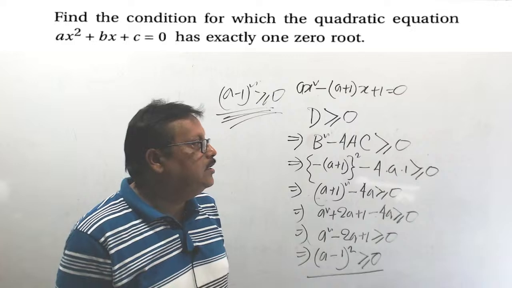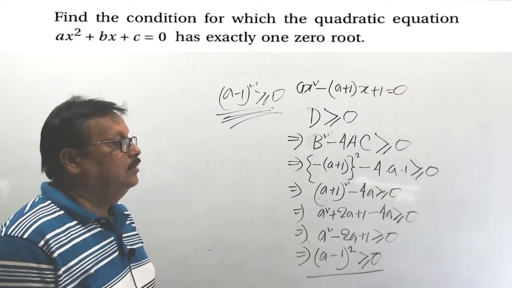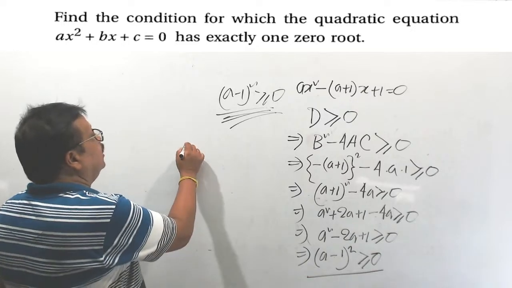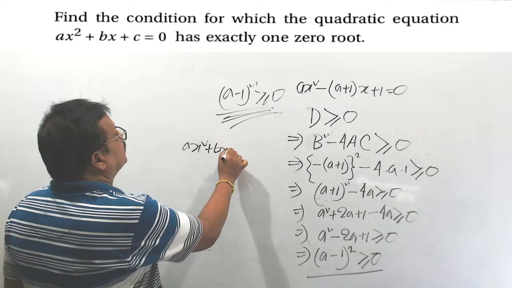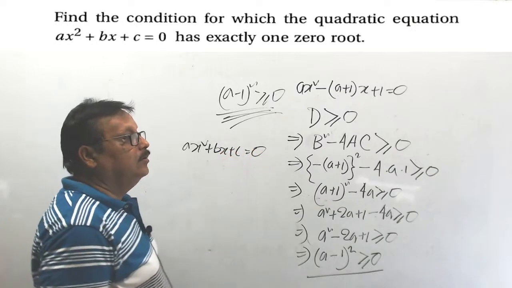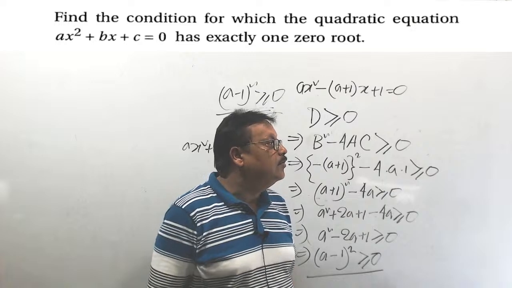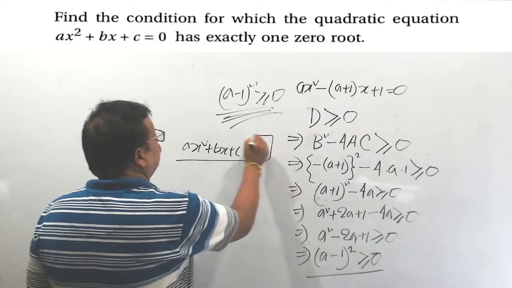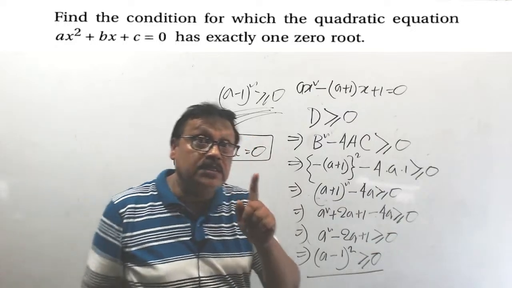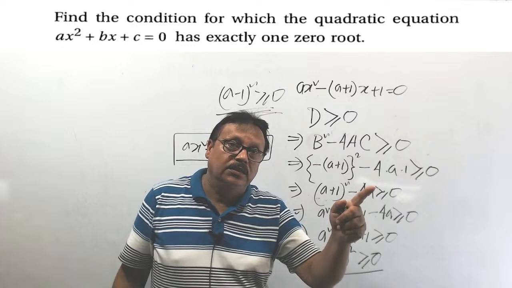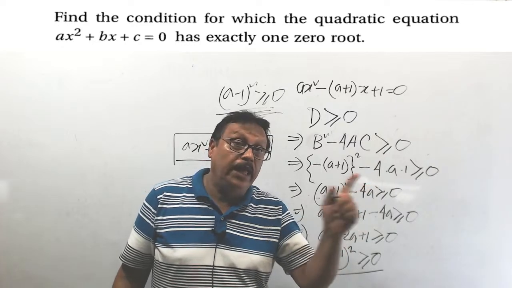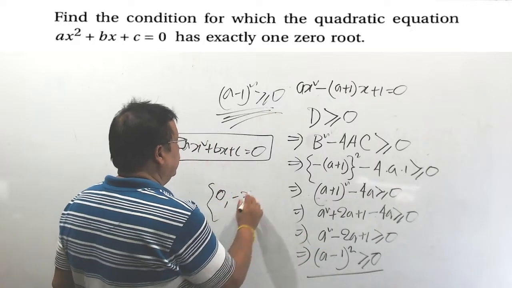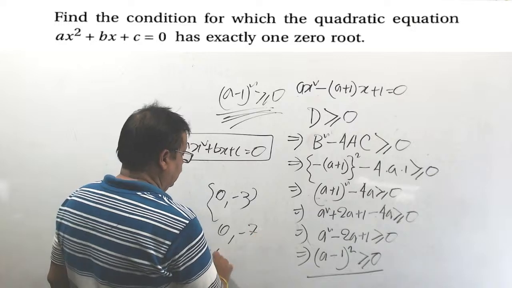Now the next one: find the condition. This is another concept question. Find the condition for which the quadratic equation ax square plus bx plus c equals 0 has exactly one zero root. That is, you have to find the condition for which the equation will have exactly one zero root, and the other is not equal to 0. For example, the roots will be 0 and minus 3, or 0 and minus 7, or 0 and whatever.